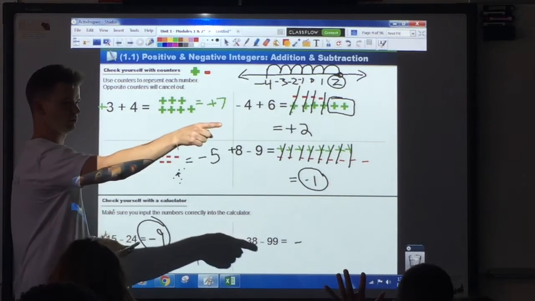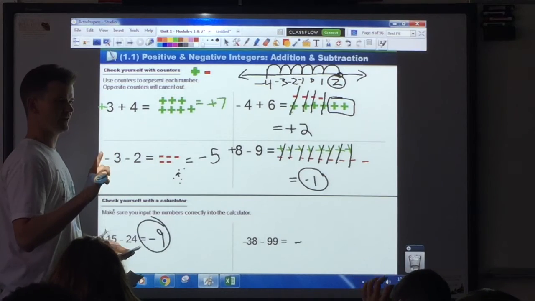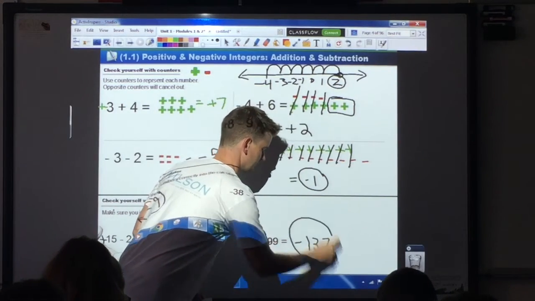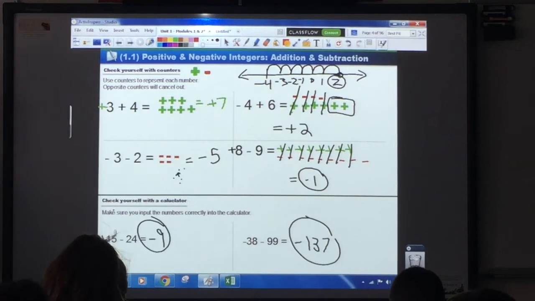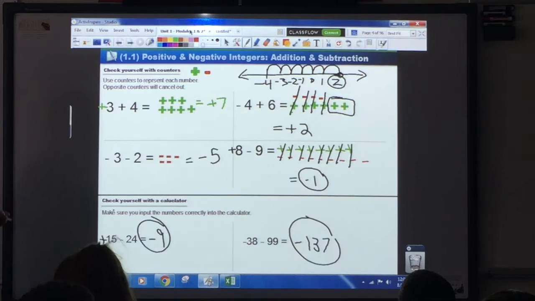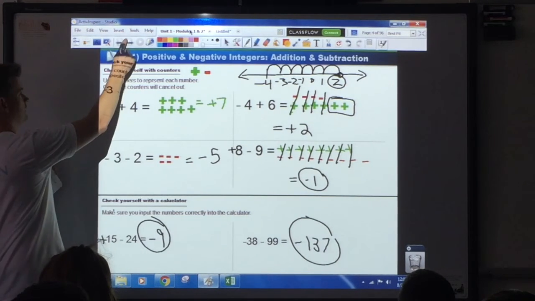So 137. Positive or negative? Negative. I just wanted to make sure. Negative 137. It's just that simple. Lots of different ways to deal with these. Any questions? No? Okay.